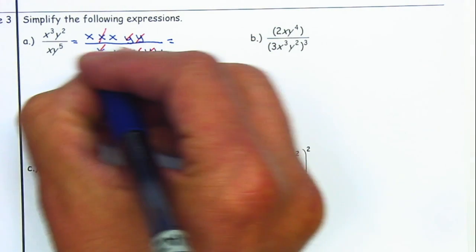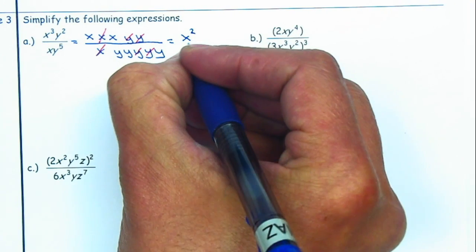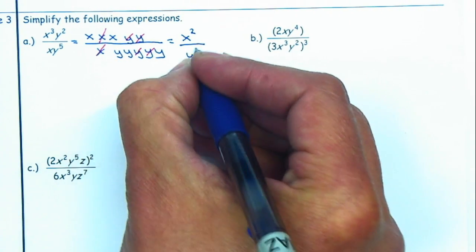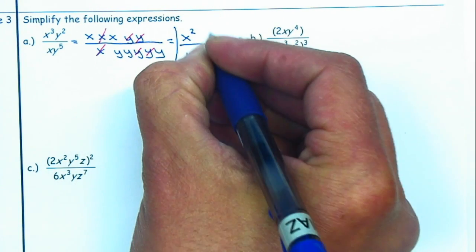Therefore, my answer: I have 2 x's on top, left. On the bottom, there are no x's, and I just have 3 y's. And this will be my final answer.